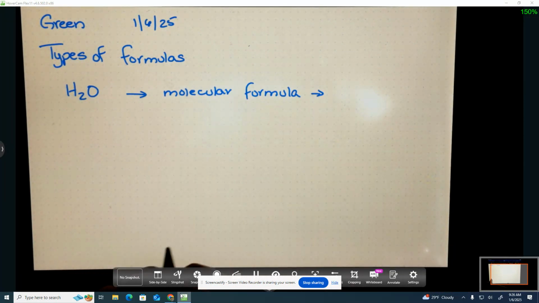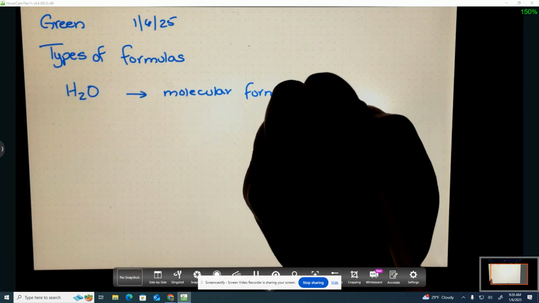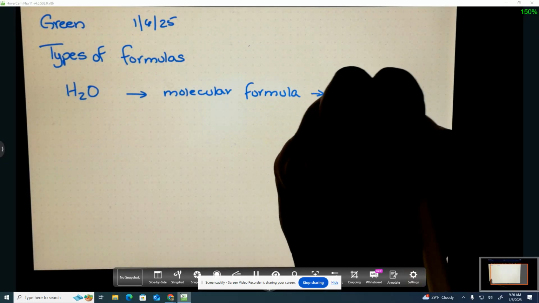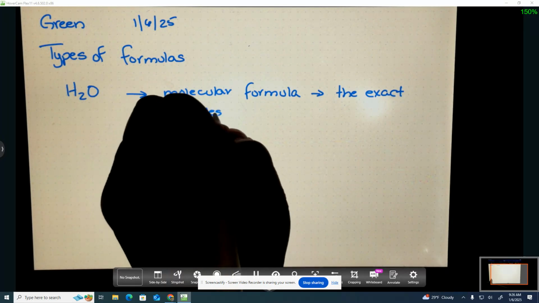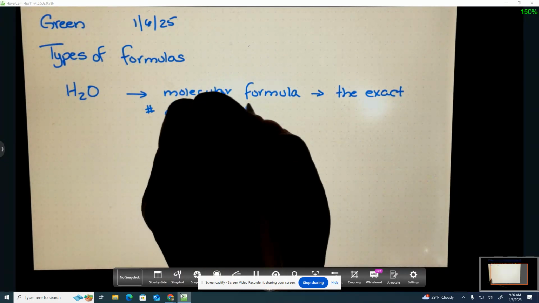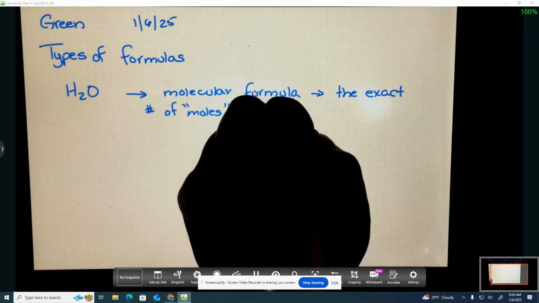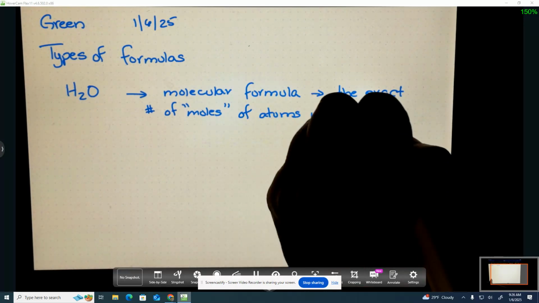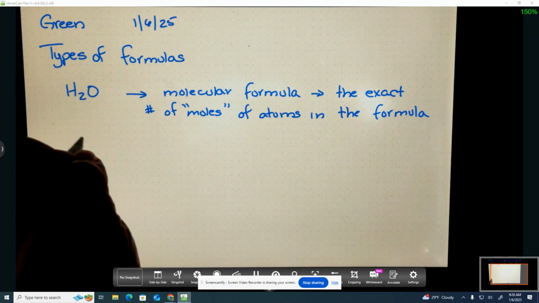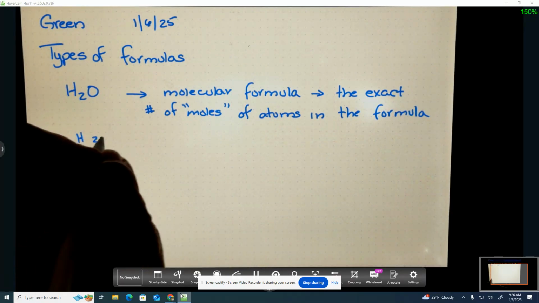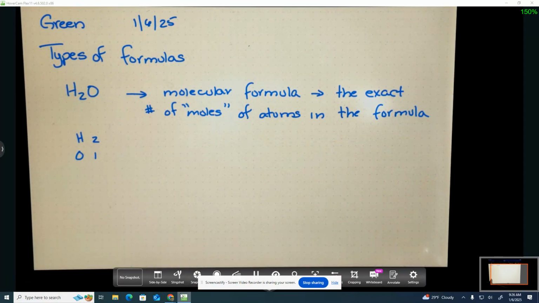And a molecular formula tells us the exact number of moles of atoms in the formula. So if you have H2O, you know that you have two H's and you have one O. That's a molecular formula.